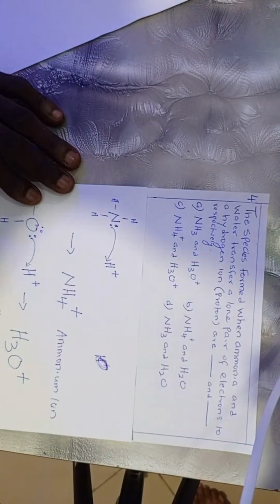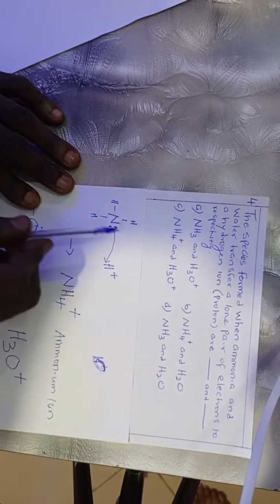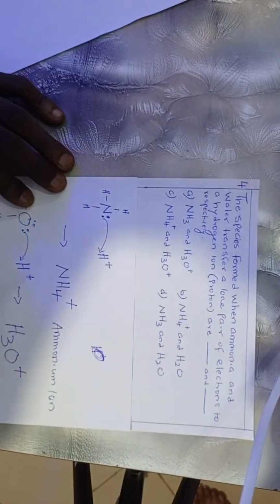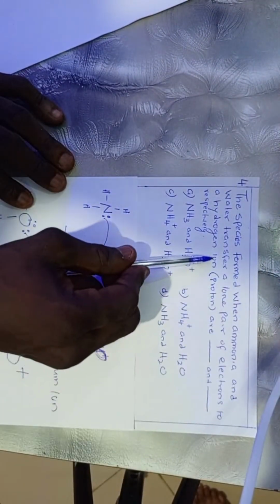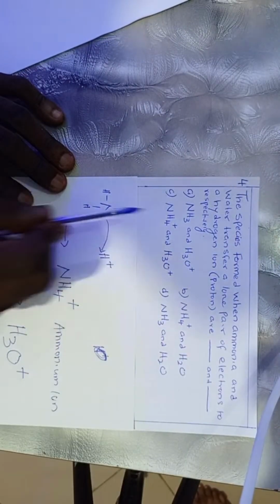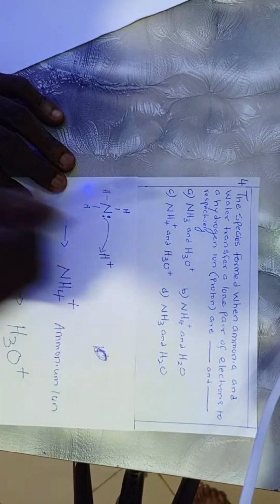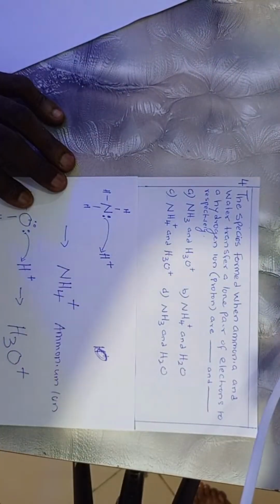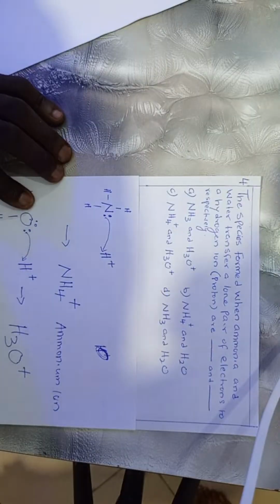All right, so the correct answer to that question is going to be option C. Option C says ammonium ion and hydronium ion respectively. So when ammonia transfers a lone pair of electrons to hydrogen ion, it gives us ammonium ion. And when water transfers a lone pair of electrons to hydrogen ion, it gives us hydronium ion. All right, so the correct answer is option C.